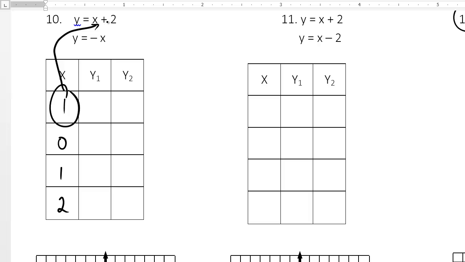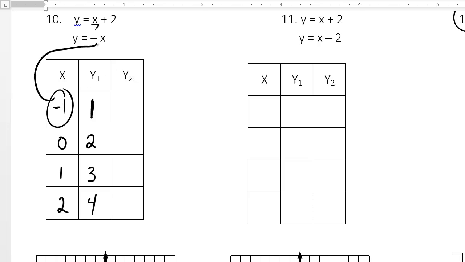So 1 plus 2 is 3. Then move on. 0. 0 plus 2 is 2. It should be a negative. Negative 1 plus 2 is 1. And then this 1 plus 2 is 3. This 2 plus 2 is 4. And then move on to your y2. Plug these numbers into that x.